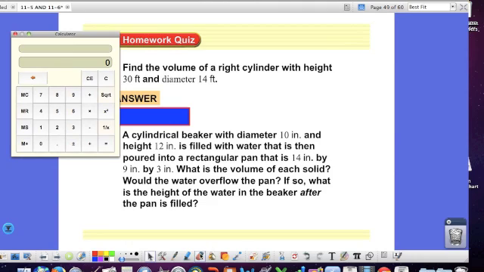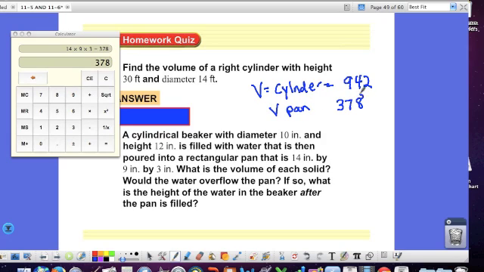So if we have a cylindrical beaker, the volume of the cylinder is area of the base. They gave us a diameter, so the radius is 5. 5 squared is 25 times 3.14. That's going to be the area of the base times the height of the cylinder, 12, gives us 942. For the pan, the volume of the pan is 14 times 9 times 3, which is 378. So, is the volume going to overflow it? Yes, there's more in the cylinder than in the pan. And there's more by 564 cubic inches.